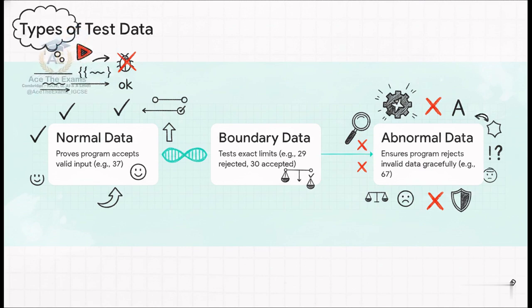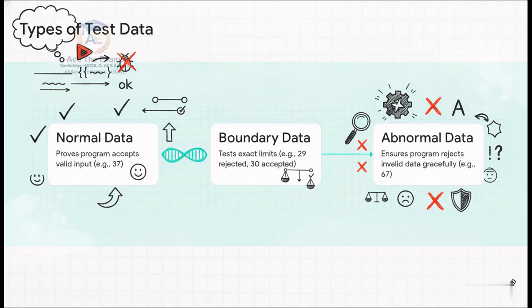When Sam gets this question, Sam scribbles down, test it with 35 and 50. And again, Sam loses marks. It's just too simplistic. To guarantee top marks, you must step through 3 specific, highly deliberate types of test data. First, normal data, like 37. This proves the program accepts a perfectly valid everyday input.